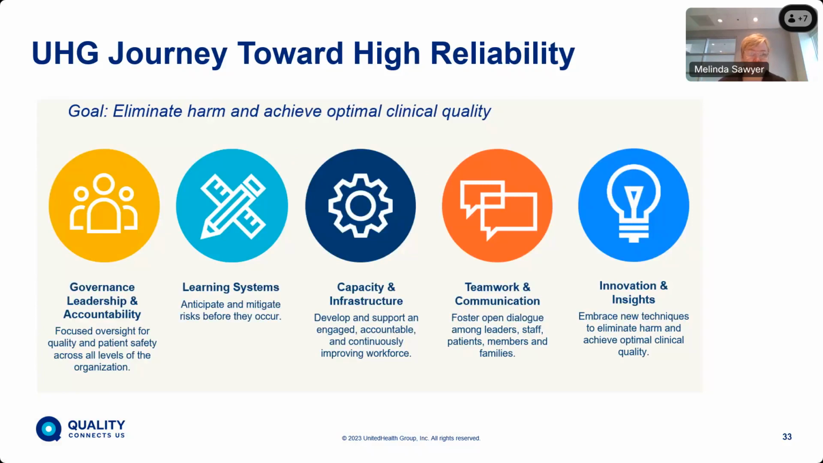Great governance, leadership, and accountability. So we want to have focused oversight for quality and safety across all levels of the organization, from board to bedside. We want to have great learning systems so that we can anticipate and mitigate risks before they occur. We want to have wonderful capacity and infrastructure, so we need to develop and support an engaged, accountable, and continuously improving workforce. We need to have great communication and teamwork to foster open dialogue among leaders, staff, patients, members, and their families. And then finally, insights and innovation. We need to embrace new technologies to eliminate harm and achieve optimal clinical quality. So next slide.